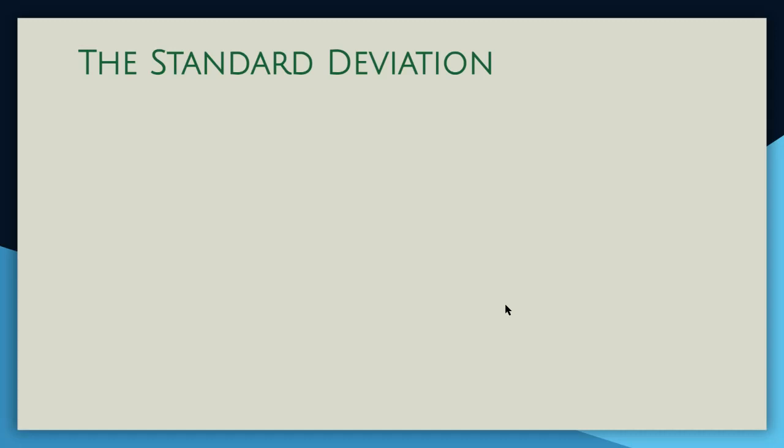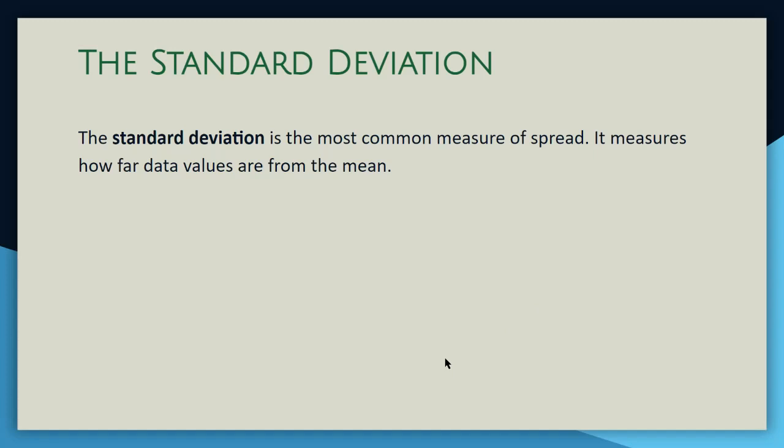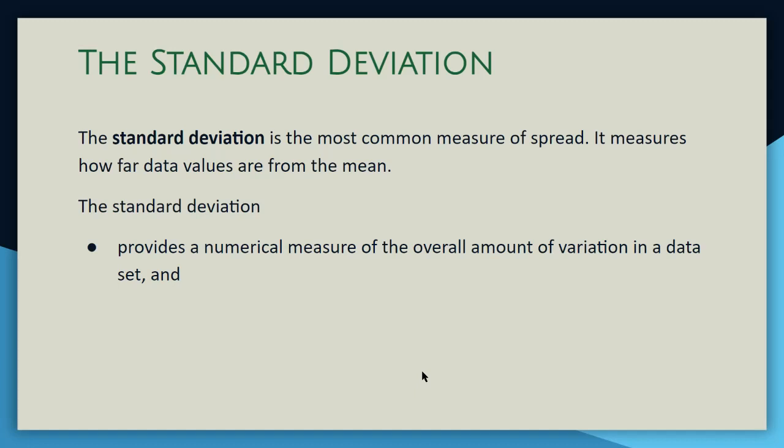The standard deviation is kind of like the gold standard for measuring spread in a data set. So this is the one that we're going to use the most. It is the most common, and what it's measuring is how far data values are from the mean. So the standard deviation is looking at how far each data value is from the mean. The standard deviation provides a numerical measure of the overall variation in a data set.